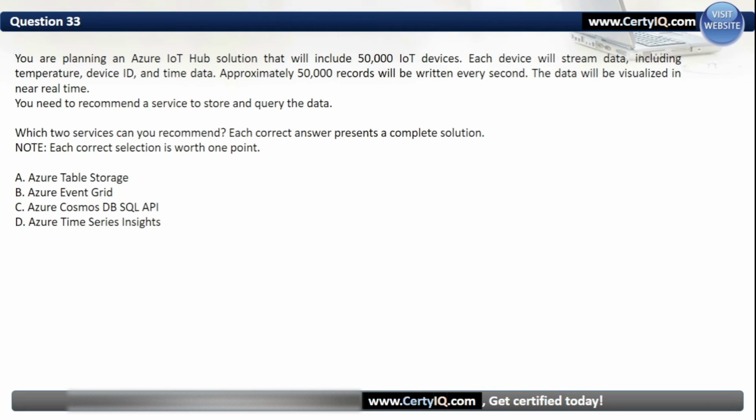Our options are A. Azure Table Storage, B. Azure Event Grid, C. Azure Cosmos DB SQL API, or D. Azure Time Series Insights. The correct options are C and D. Azure Cosmos DB SQL API and Azure Time Series Insights.